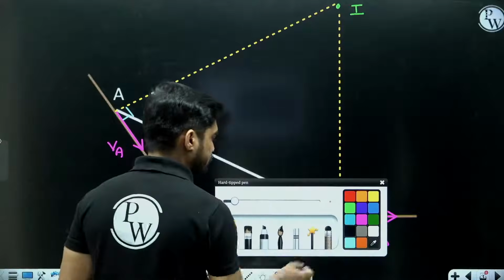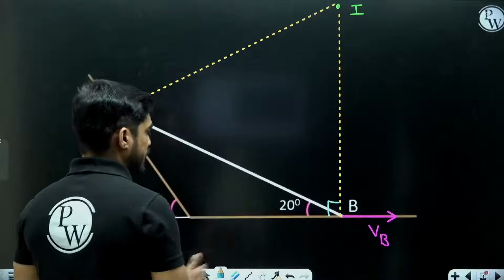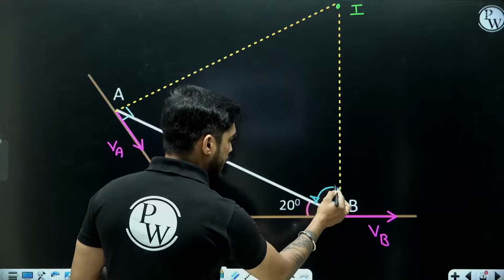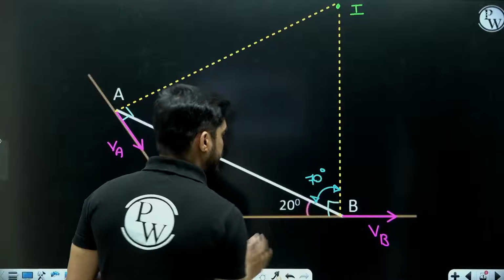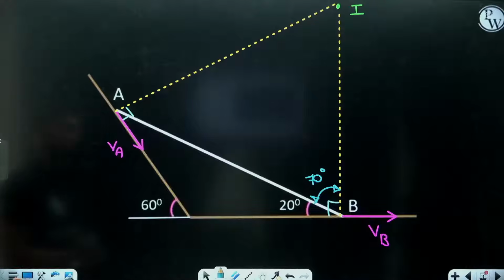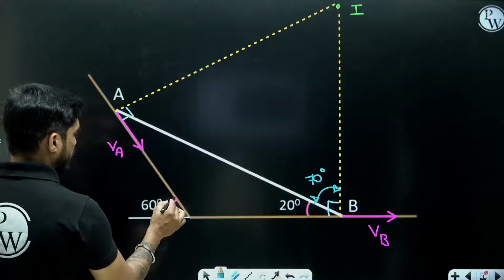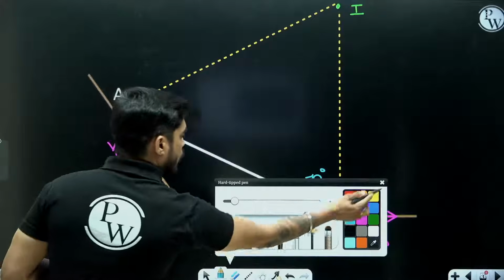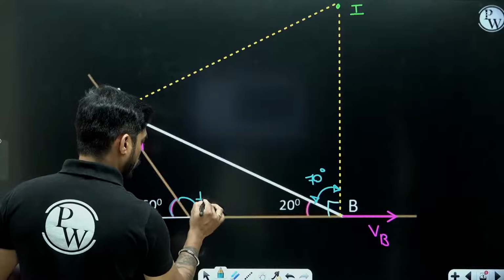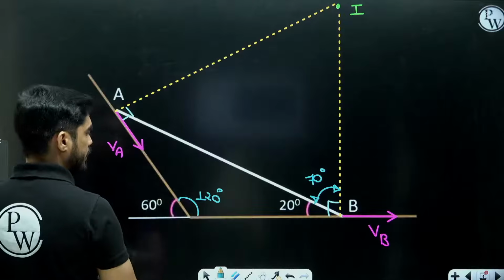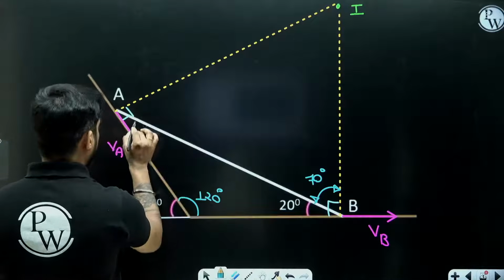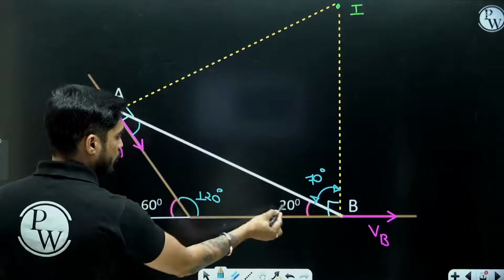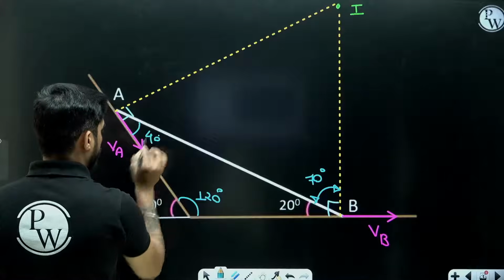Understand here. See, this angle is 20 degree and this is 90 degree. So we know that this angle is going to be 70 degree, right? Then this angle is 60 degree. Look at this. This angle is 60 degree. So this angle is going to be 120 degree, 180 minus 60. Now this is 20. This is 120. So what will be this angle? 180 should be the sum of these three angles, right? So 120 plus 20, 140. So this is 40, right?